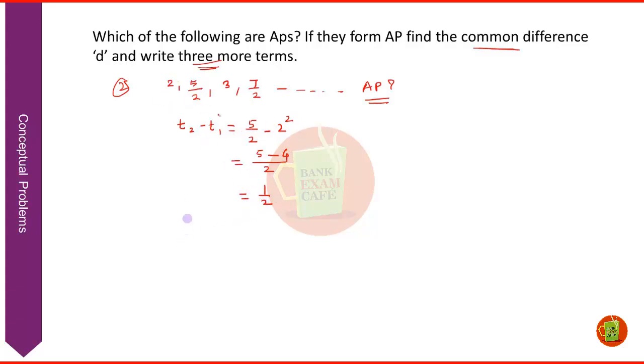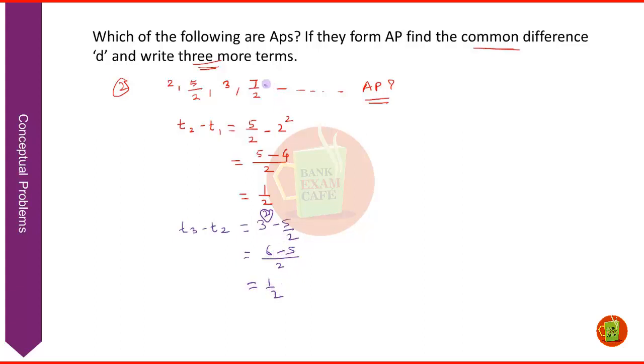Now we will take the second one, that is T3 minus T2, which is equal to 3 minus 5 by 2. This is the T3, this is T2. So here again the LCM will be 2. Here we will multiply by 2. So 2 3s are 6. 6 minus 5, that is equal to 1 by 2.